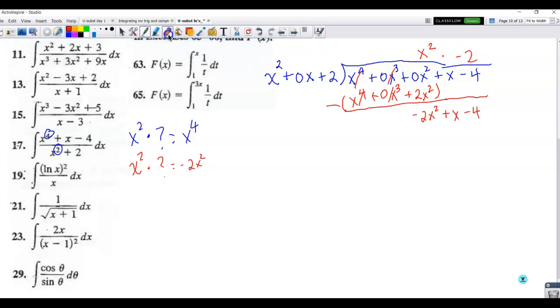Sorry, I didn't mean to put that dot right there. That's just a stray mark. All right, so that's just x minus 2.